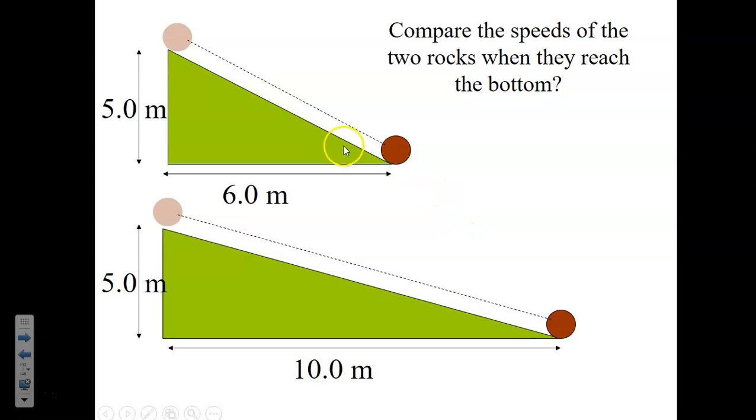Well, you might say the steeper one's going to be moving faster because it's steeper, so it's going to accelerate more quickly. Or you might say that the shallow one is going to be moving faster because the ball is going to be on the ramp accelerating longer. So maybe it's that one. Or if you're savvy, you would say it would be the same because they both start with the same amount of GPE, which means they're both going to end with the same amount of kinetic energy.